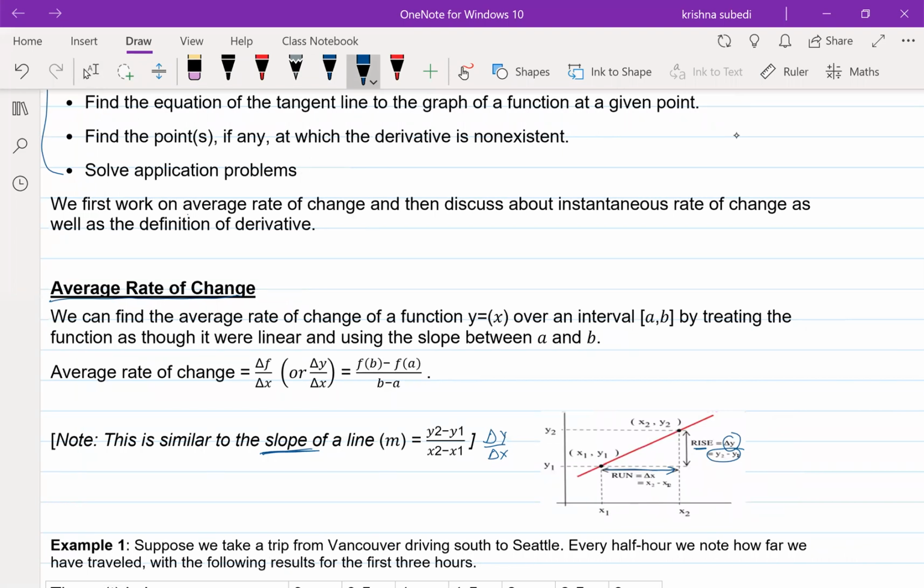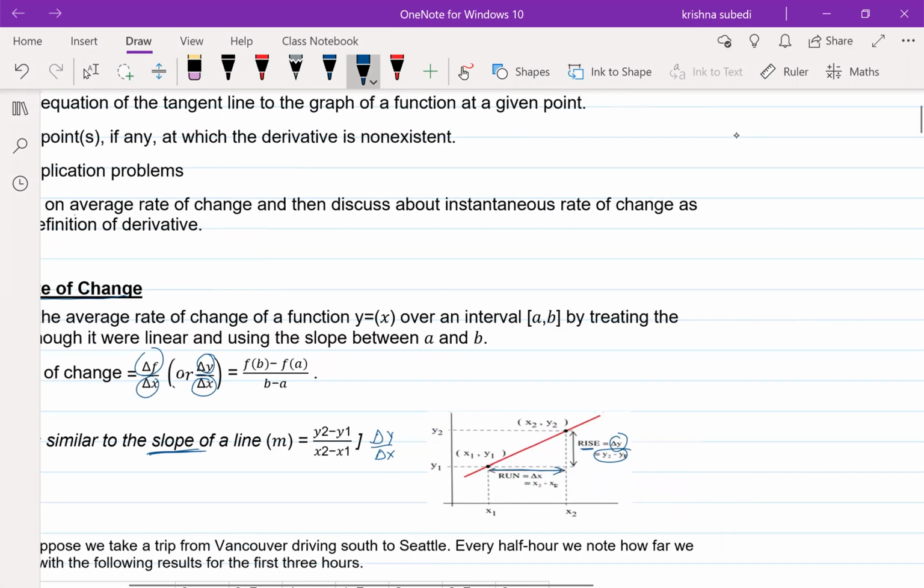So here is the formula. Average rate of change is change in y over change in x, or change in f over change in x: f of b minus f of a over b minus a. We can find the average rate of change of a function y equals f of x over an interval a, b by treating the function as though it were linear and using the slope between a and b.